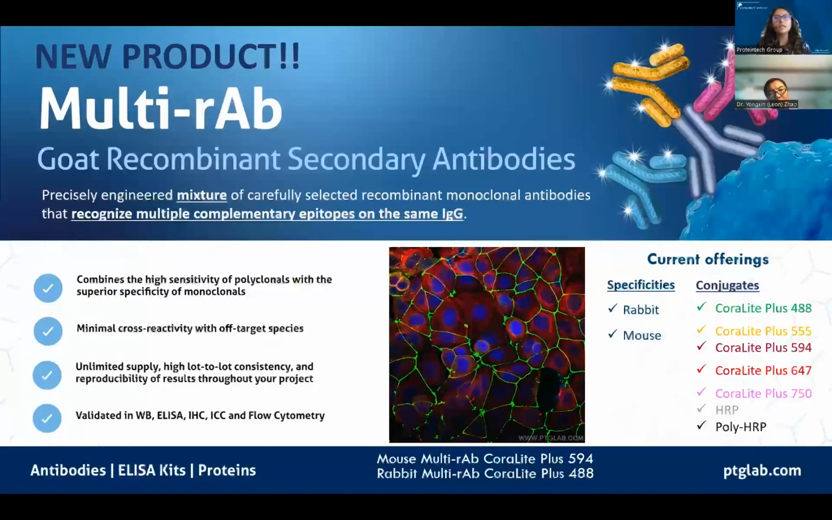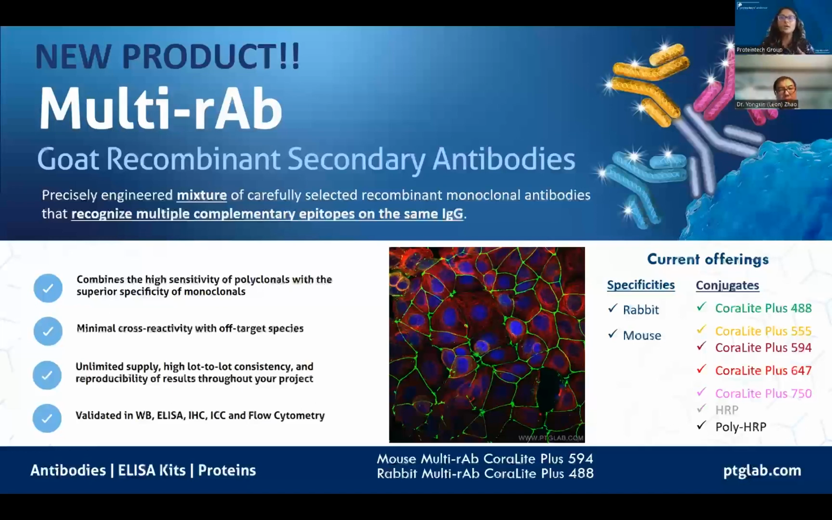And then finally, I just want to highlight a product that we've more recently added to our portfolio, which is our multi-Rab recombinant secondary antibodies. So multi-Rab is quite unique when it comes to secondaries because it has the high sensitivity of a polyclonal with the superior sensitivity of monoclonals. And the way we did this is by precisely engineering a mixture of recombinant monoclonal antibodies that were carefully selected based off of their performance.